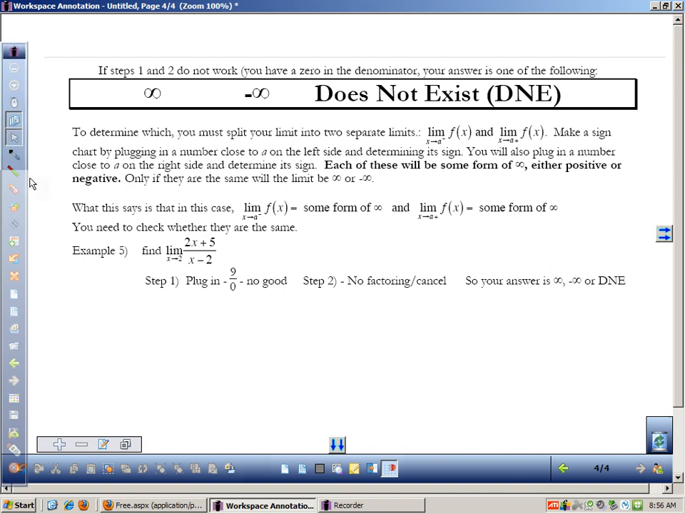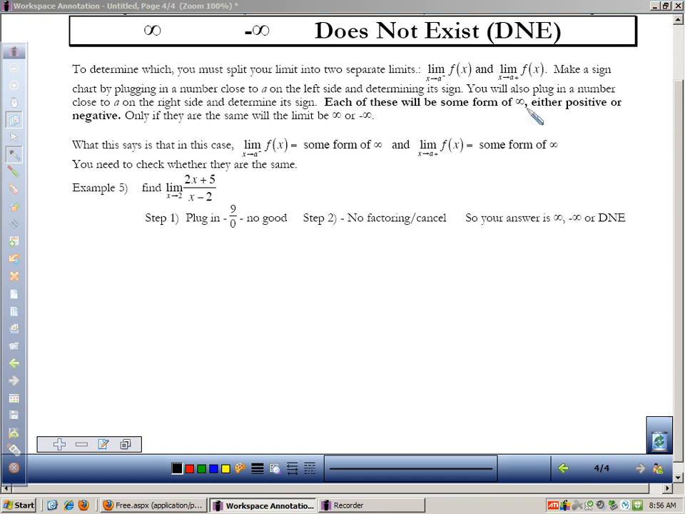So again, we've done steps 1 and 2. They don't work. We still have a 0 in the denominator, so we still have a problem. So that tells us that our limit is positive or negative infinity, or it doesn't exist. To find out which, we split our function up into 2 parts. We look at the limit as we're approaching from the left side, and the limit as we're approaching from the right side, and see if they're the same.